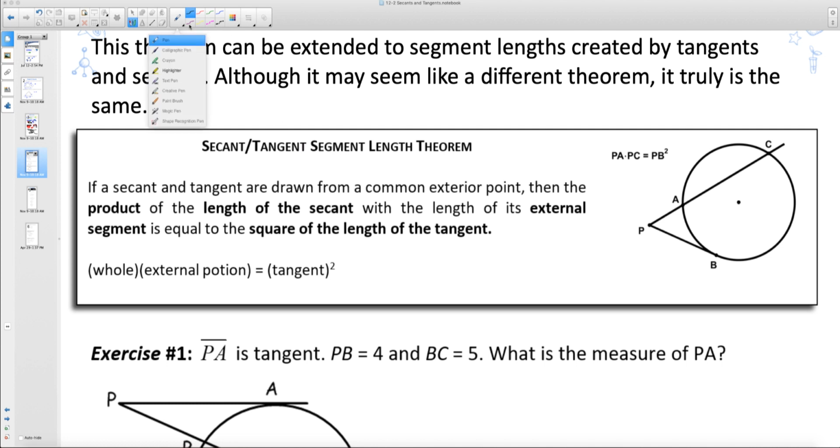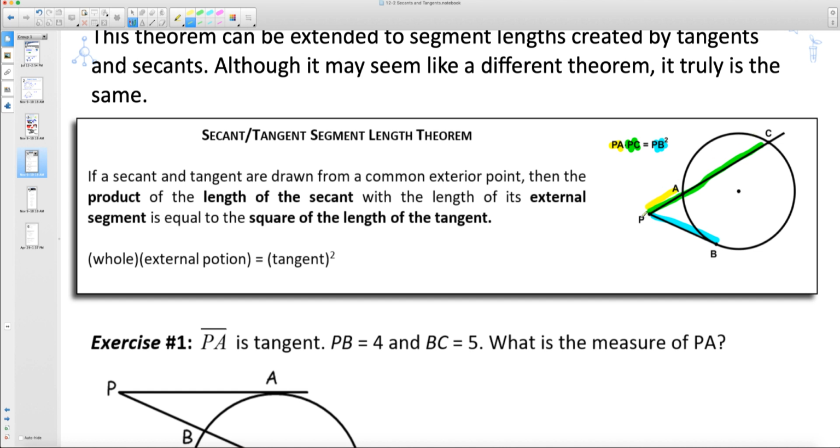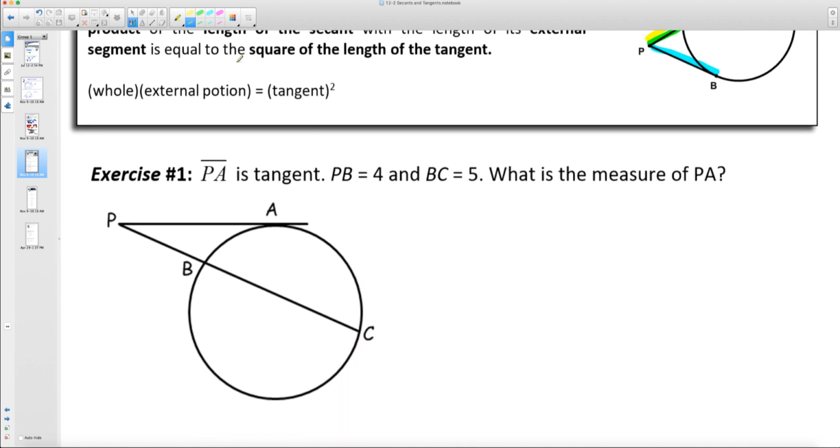So for this one, it's going to be the whole secant times the external portion is equal to the tangent squared. Okay, so it's the whole secant, which is PC, times the external portion, which is PA, is equal to the tangent squared. Okay, whole times external equals tangent squared.